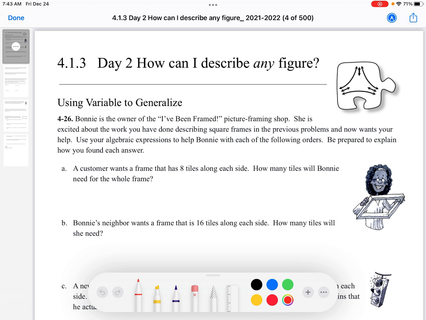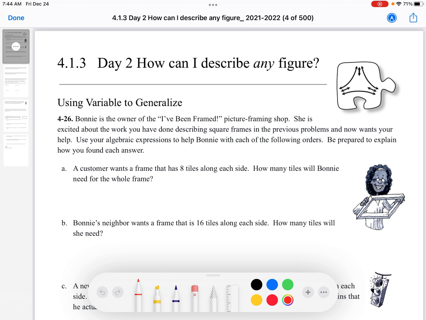All right, so Bonnie's the owner of the I've Been Found picture framing shop. She's excited about the work that you've done describing square frames in the previous problems and now wants your help. Use the algebraic expressions to help Bonnie with each of the following orders. Be prepared to explain how you found that. A customer wants a frame that's 8 tiles along each side. How many tiles will Bonnie need for the whole frame?